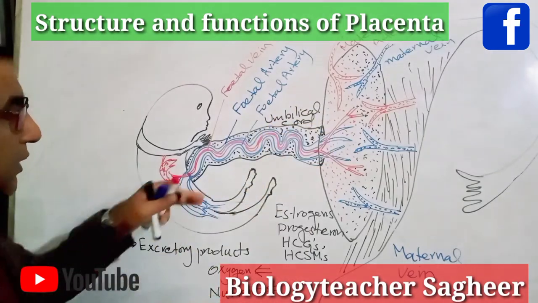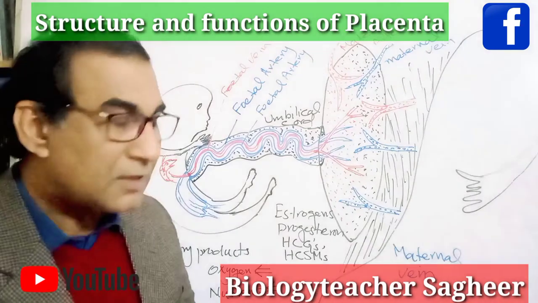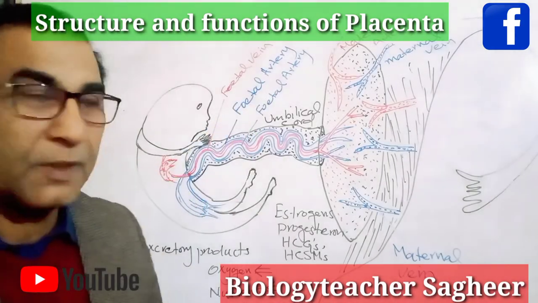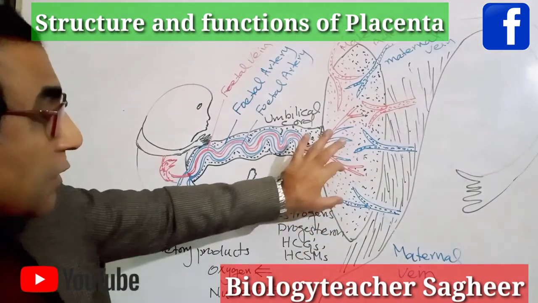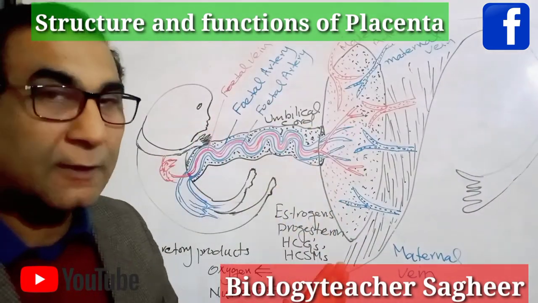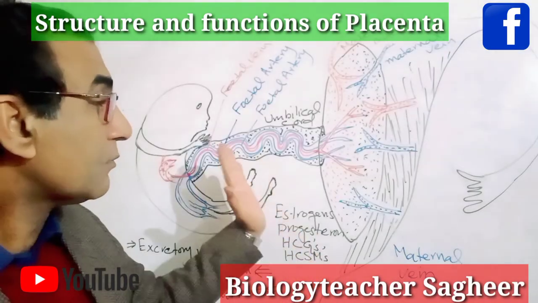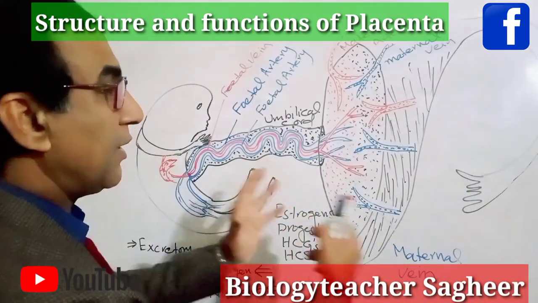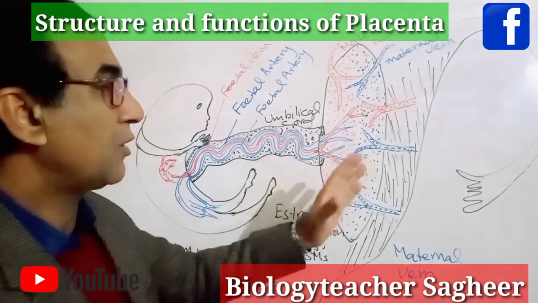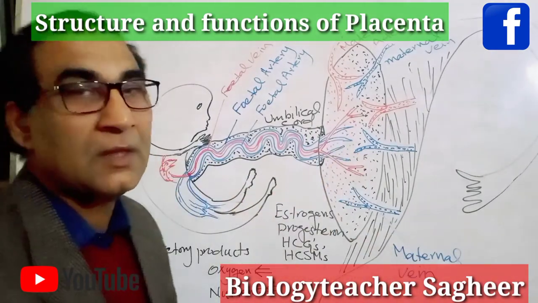It is a complex structure which consists of two arteries and one vein. Make sure you remember that. And this is a no man's land. Actually, it is functional throughout the pregnancy period, or the gestation period, and it keeps on exchanging the blood, nutrients and excretory products between mother and fetus.